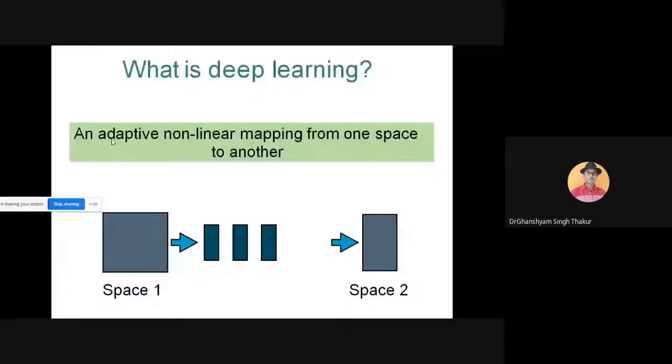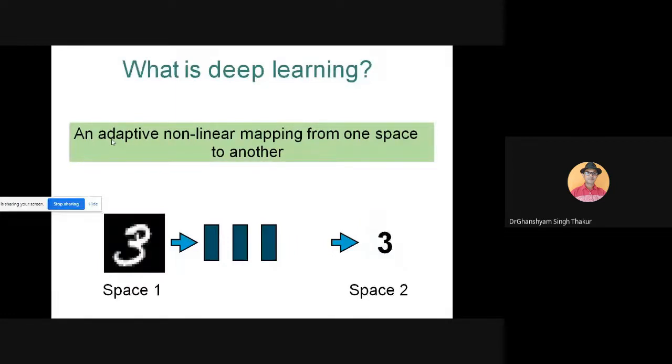The definition of deep learning and simple working of deep learning is an adaptive nonlinear mapping from one space to another space. So there is a space 1 and space 2, and there is a bridge between space 1 and space 2. These three blocks are called the bridge, and these three blocks bridge space 1 and space 2. So you have to have the solution in bridging the gap of space 1 and space 2.